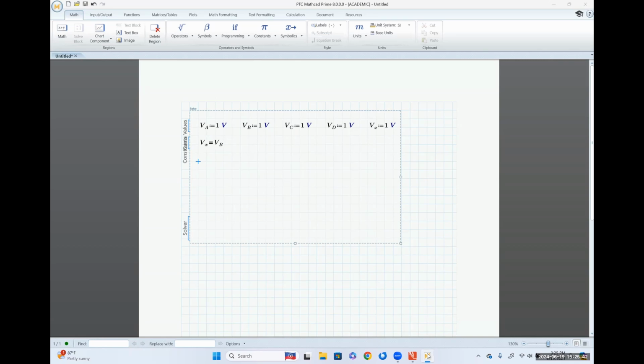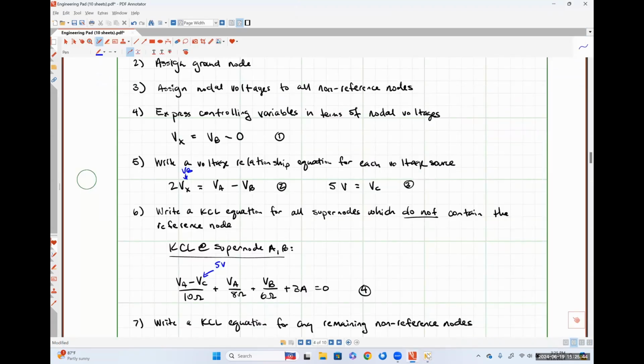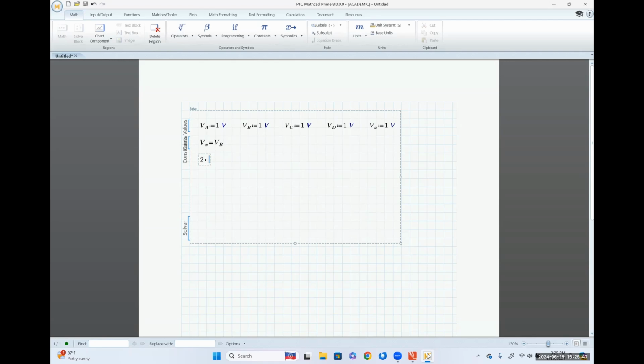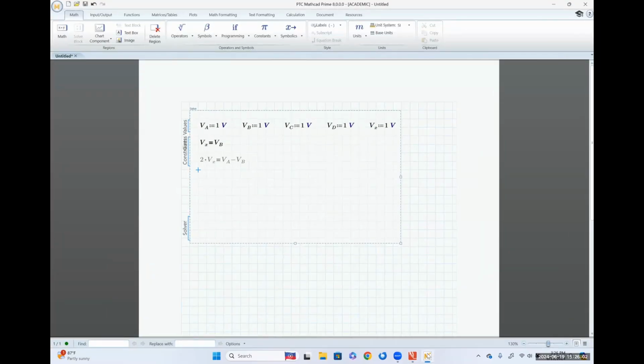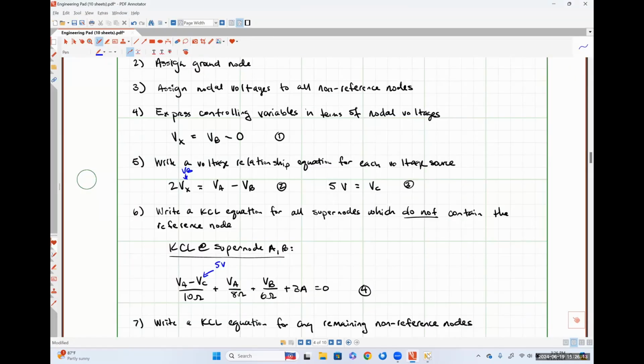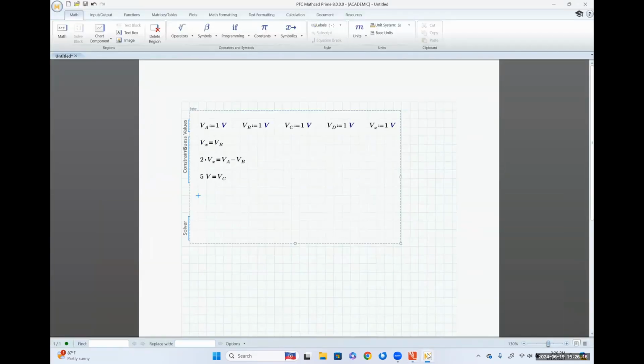I'm going to go ahead and put in the rest. I'll have 2Vx, Control equal, VA minus VB. And then 5 volts, Control equal, VC. So I've done my first 3 equations. Now I'm going to put in my KCL at the supernode equation. Let's see, VA minus VC over 10.